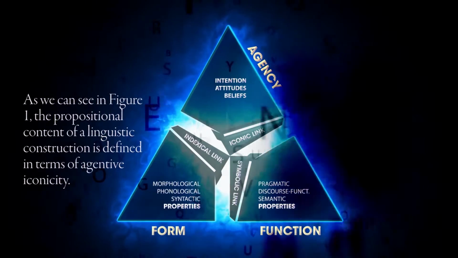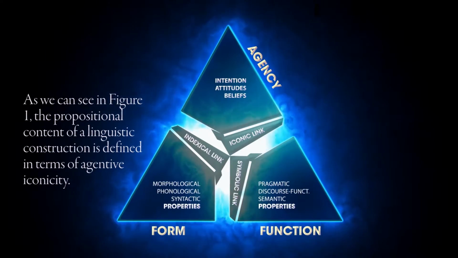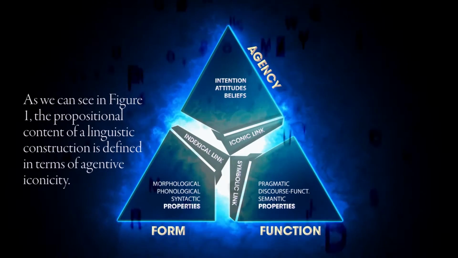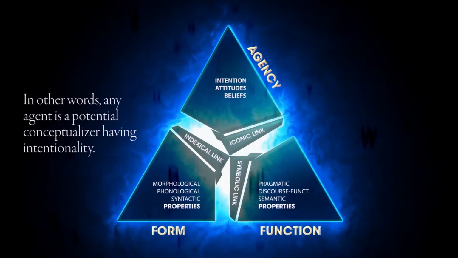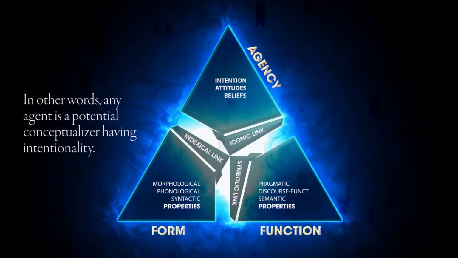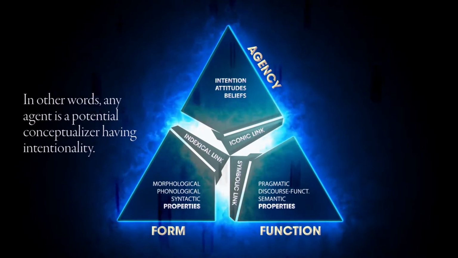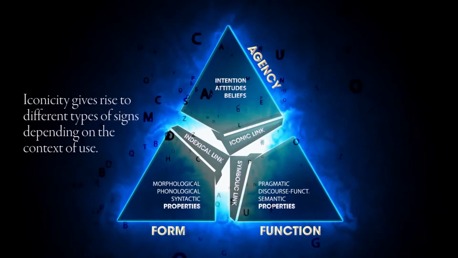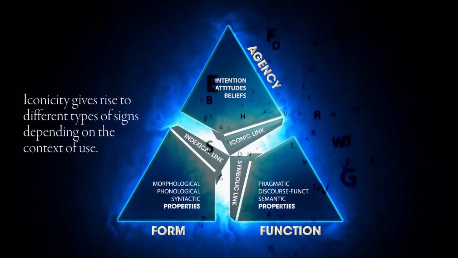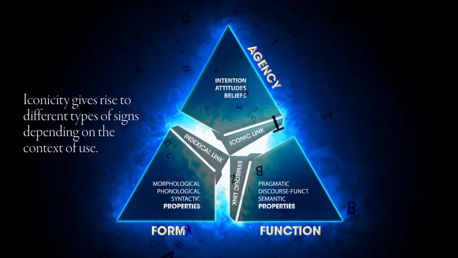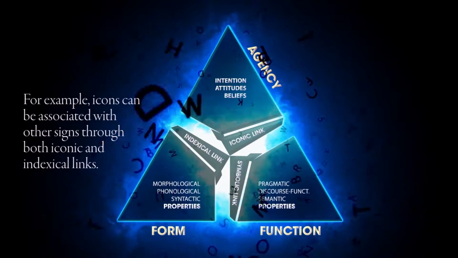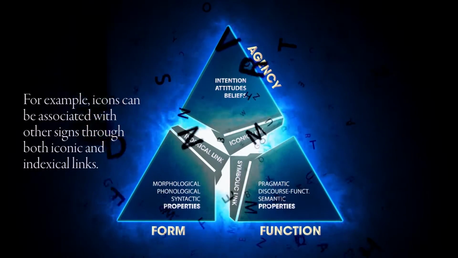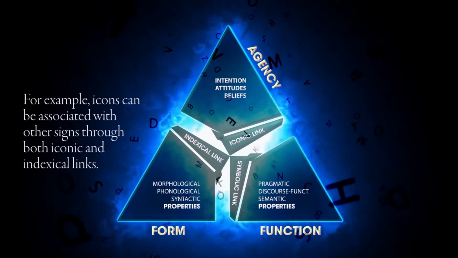As we can see in Figure 1, the propositional content of a linguistic construction is defined in terms of agentive iconicity. In other words, any agent is a potential conceptualizer having intentionality. Iconicity gives rise to different types of signs, depending on the context of use. For example, icons can be associated with other signs through both iconic and indexical links.